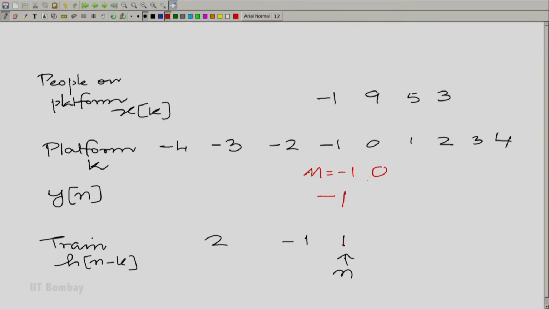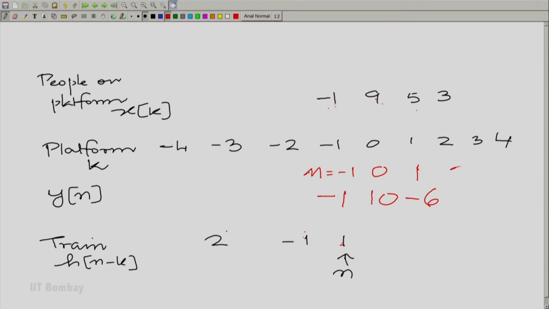Now, n equal to 0. When n equal to 0, 1 is multiplied by 9, 9, and minus 1 is multiplied by minus 1, that is 1. So, you get 10. N equal to 1. 1 is multiplied by 5, that is 5, minus 1 by 9. So, minus 9, 5 and minus 9 minus 4, and 2 into minus 1, that is minus 2. So, minus 9 plus 5, that is minus 4, and minus 2 minus 6.